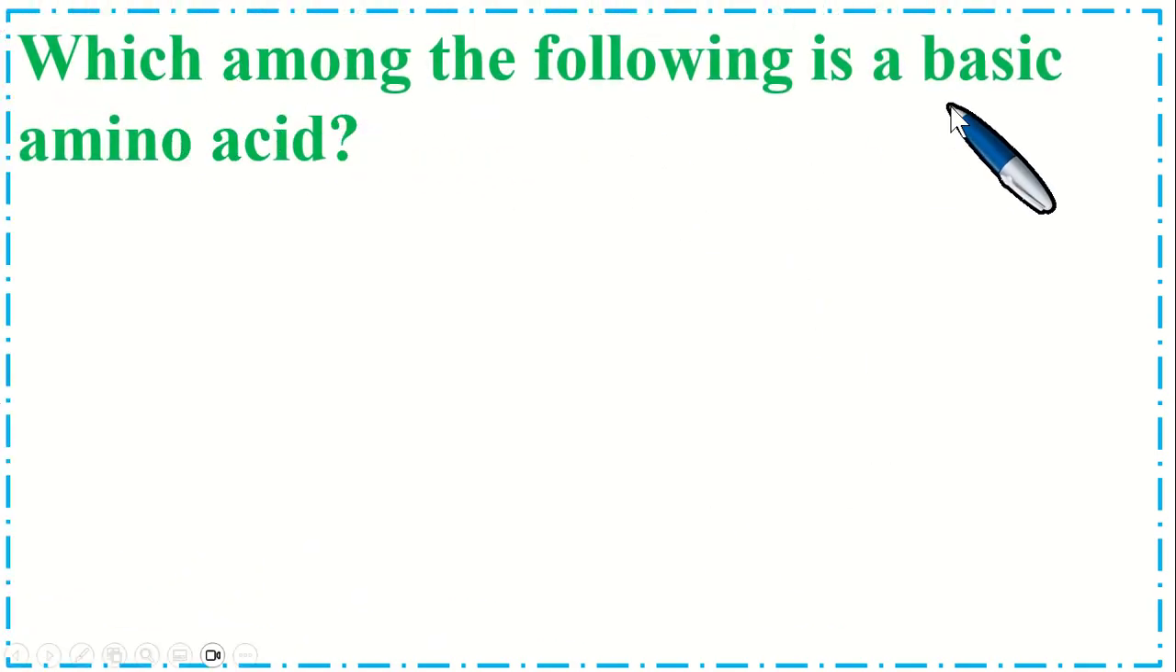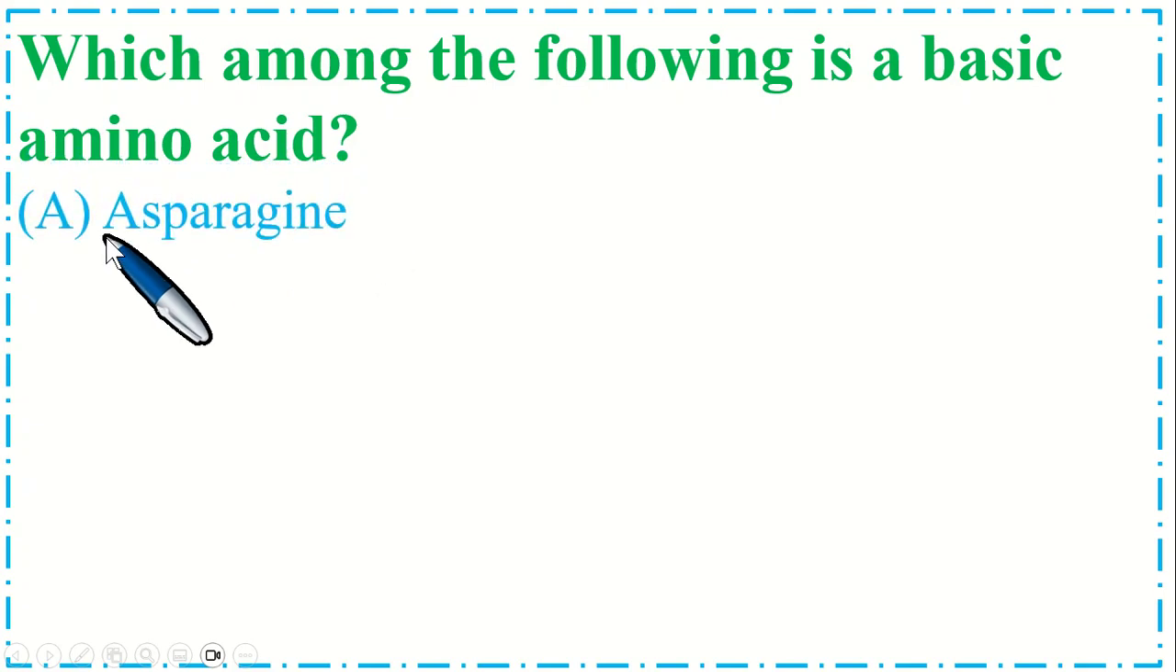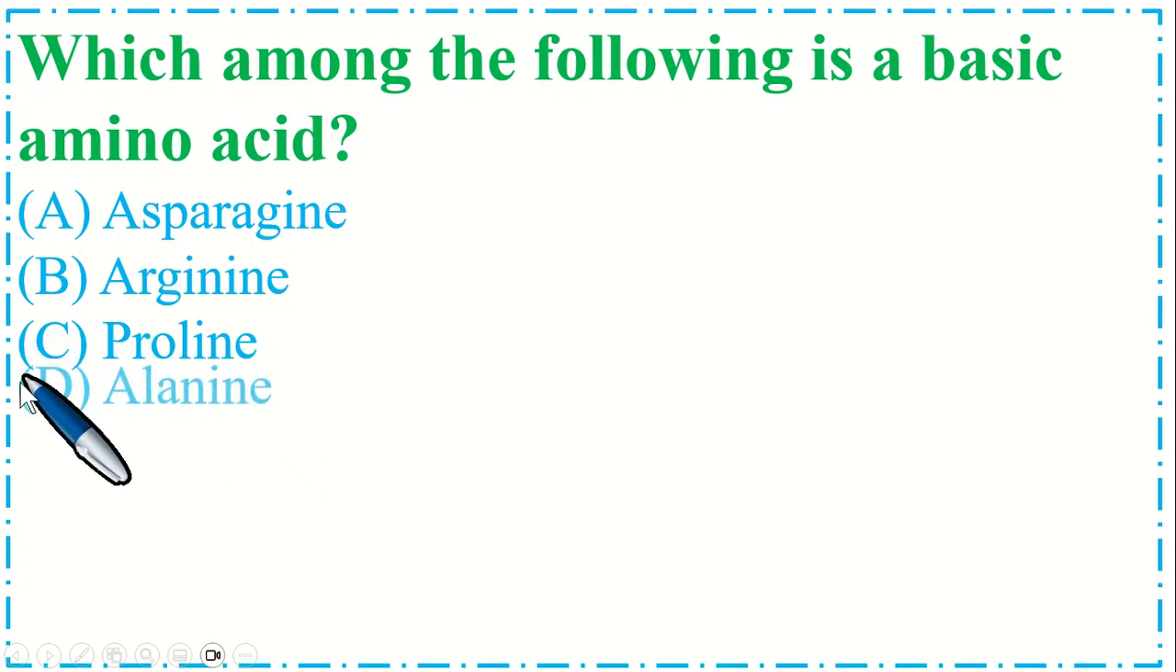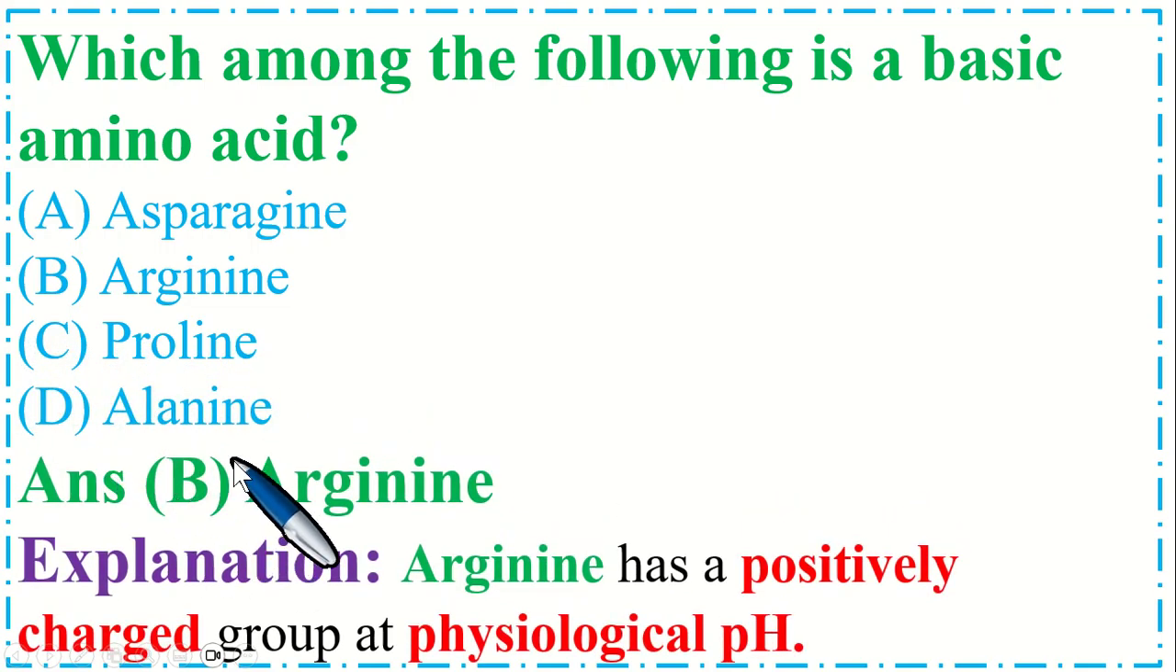Which among the following is a basic amino acid? Option A asparagine, B arginine, C proline, and option D alanine. So the correct option is B, arginine. Arginine has a positively charged group at physiological pH.